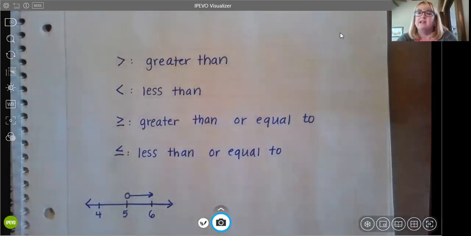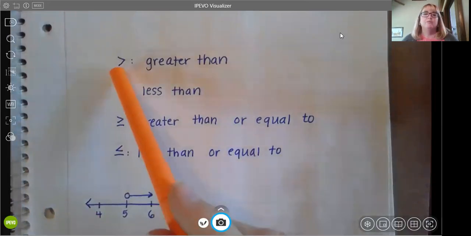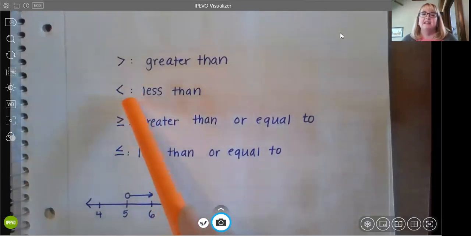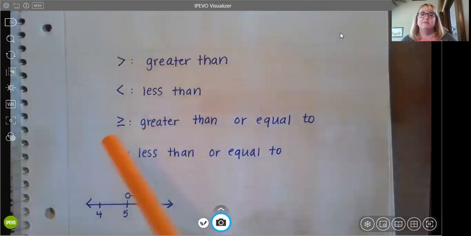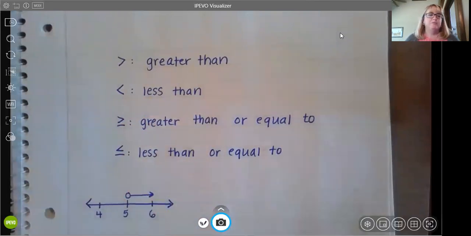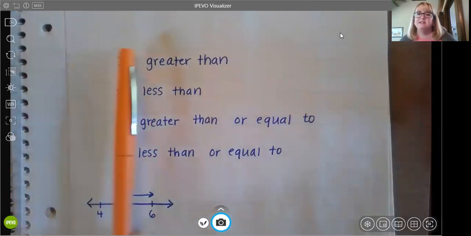First, an inequality is not an equation. It is a relationship where we use one of these signs. This sign is greater than, less than, greater than or equal to, less than or equal to. To help you know how to read these signs, remember we read from the left to the right.